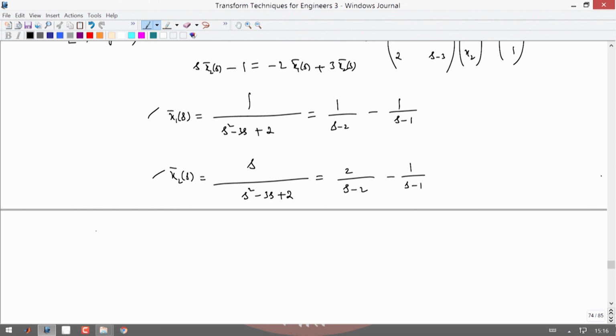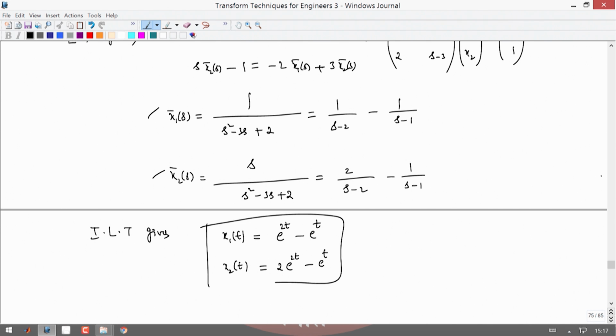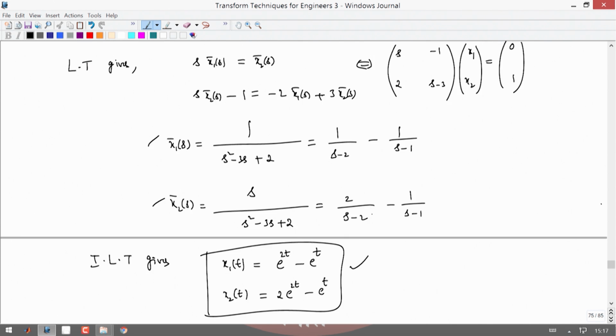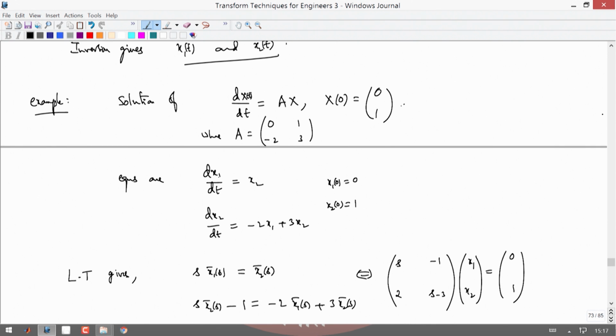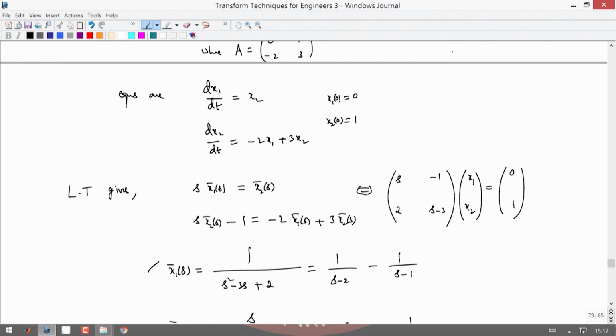So, inverse Laplace transform gives the solution x1 of t: 1 by s minus 2 is e power 2t, and then minus e power t. And x2 of t is 2 times e power 2t minus e power t. So, these are the two solutions of your system. This is the required solution, and the solution satisfies the initial values. So, this is how you solve the system.